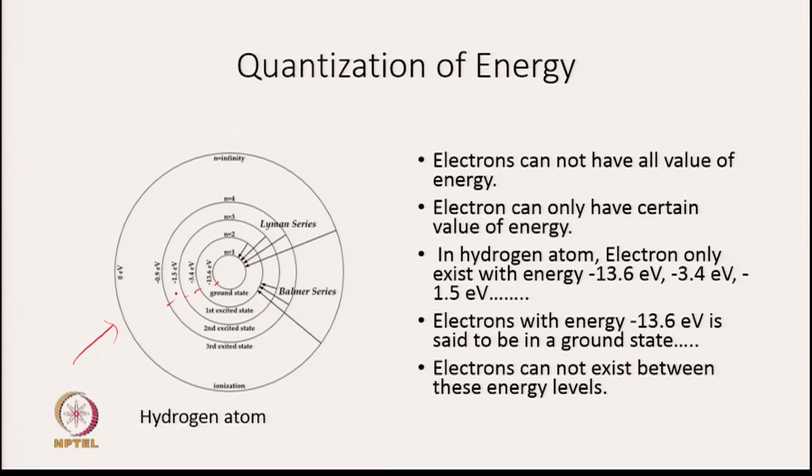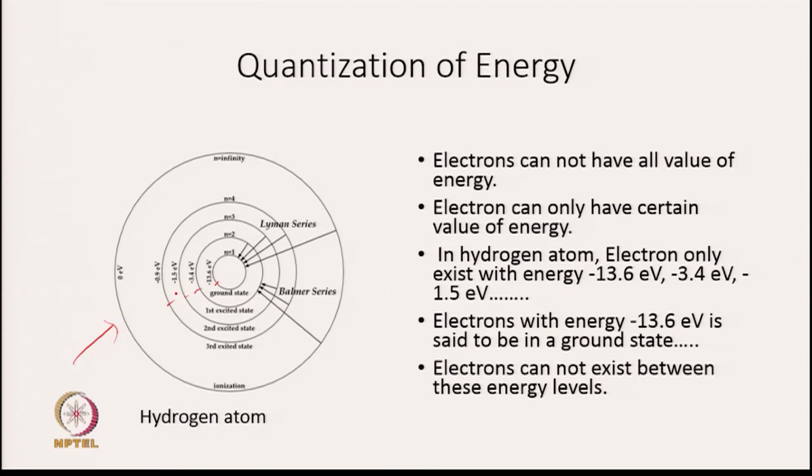So, in a hydrogen atom, an electron can only exist with energy minus 13.6 electron volt, minus 3.4 electron volt, minus 1.5 electron volt, and so on. It cannot take a value between minus 13.6 electron volt and minus 3.4 electron volt. And similarly, it cannot take a value between minus 3.4 electron volt and minus 1.5 electron volt. So, an electron can have only certain values of energy.